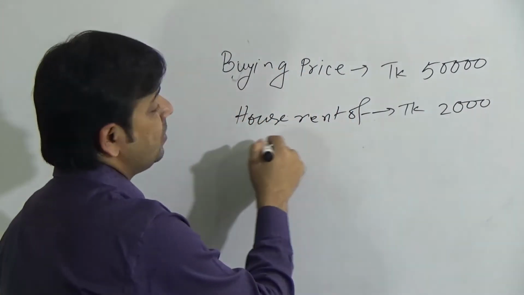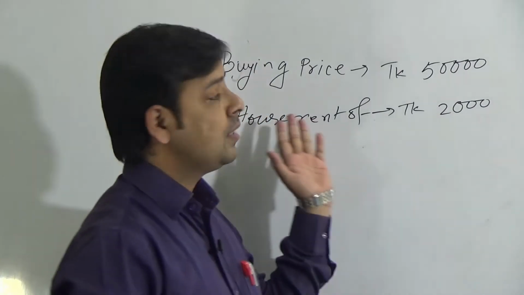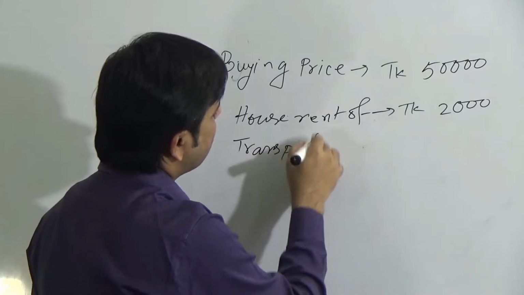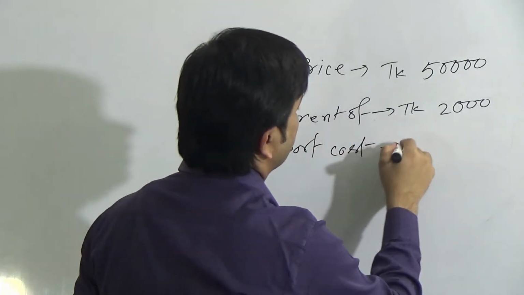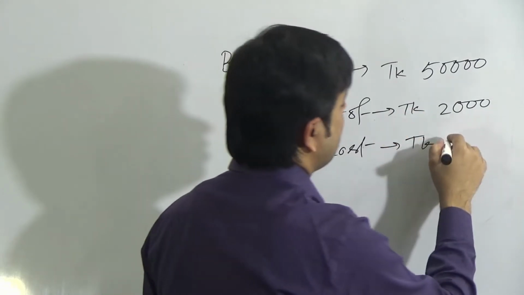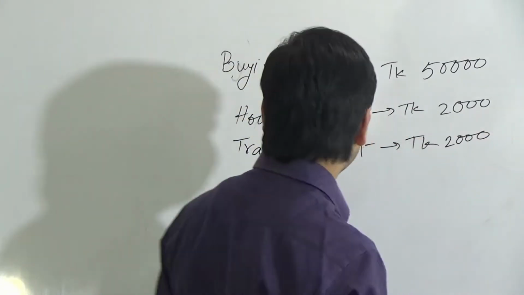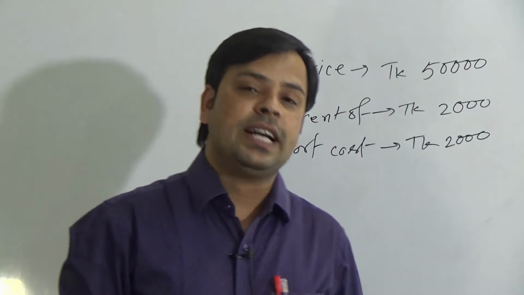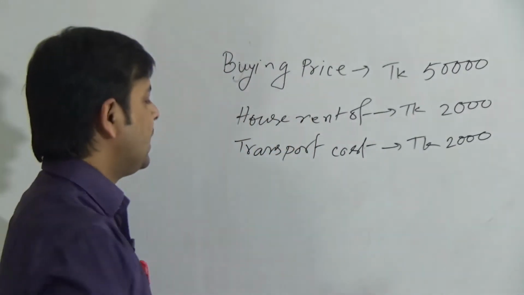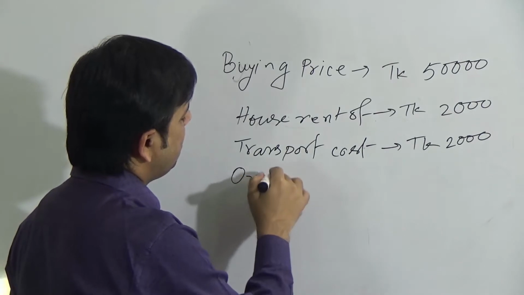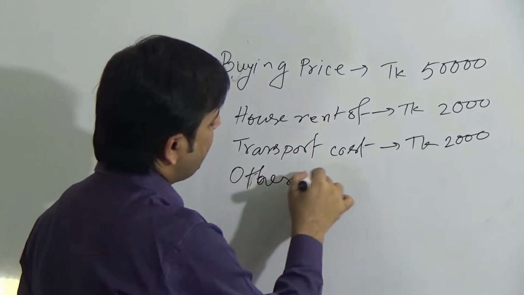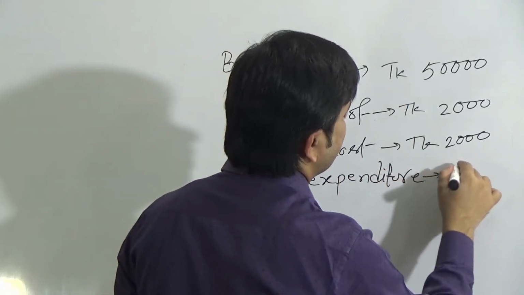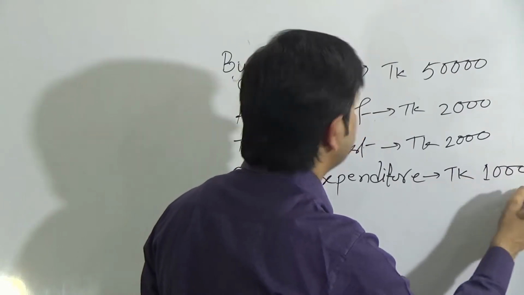And suppose for transporting the commodity, his transport cost is taka 2,000, and some other expenditure related to his business is 1,000 taka.